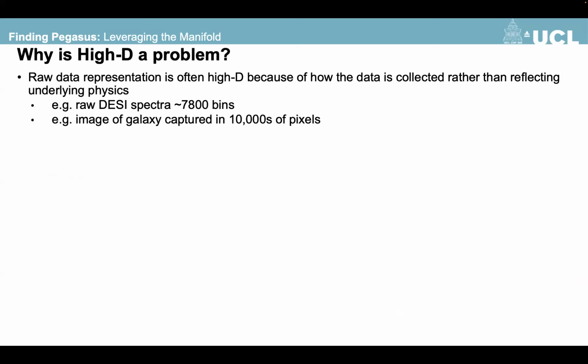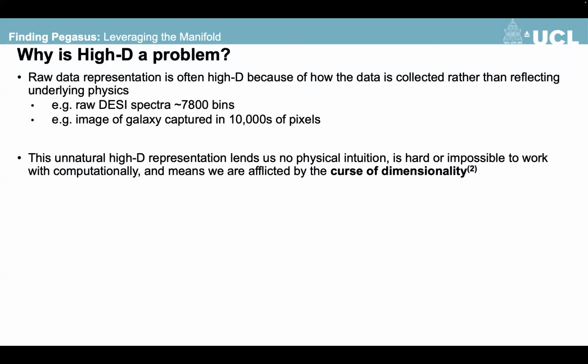So why is high D a problem? Well, the raw data representation of a lot of things, especially spectra, is often high D because of the way the data is collected rather than reflecting the underlying physics. So for DESI spectra, we're at something like 7,800 bins. And this unnatural high D representation lends us no physical intuition. It's hard or impossible to work with computationally, and means we are afflicted by the curse of dimensionality, which was mentioned by at least one speaker yesterday.